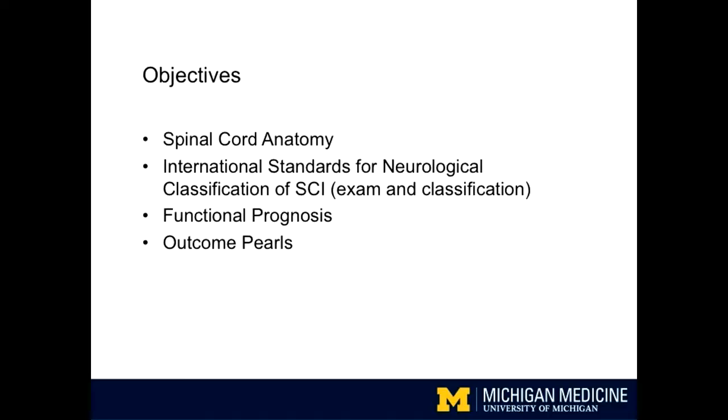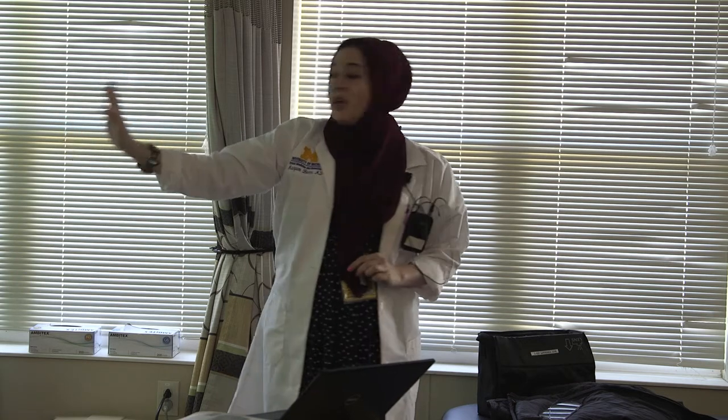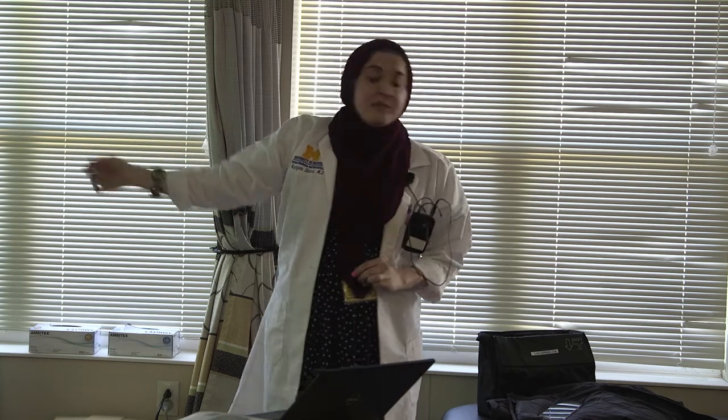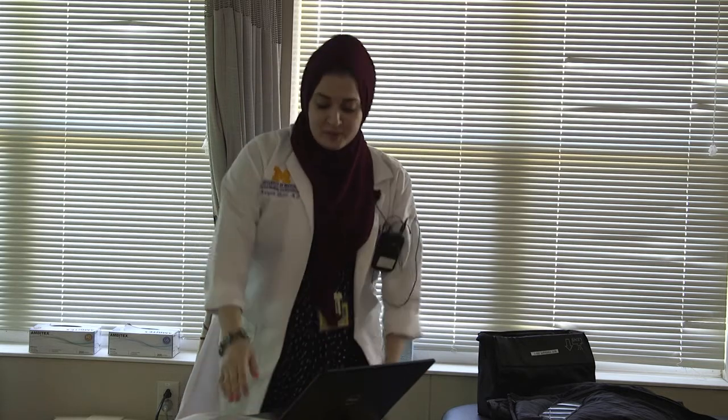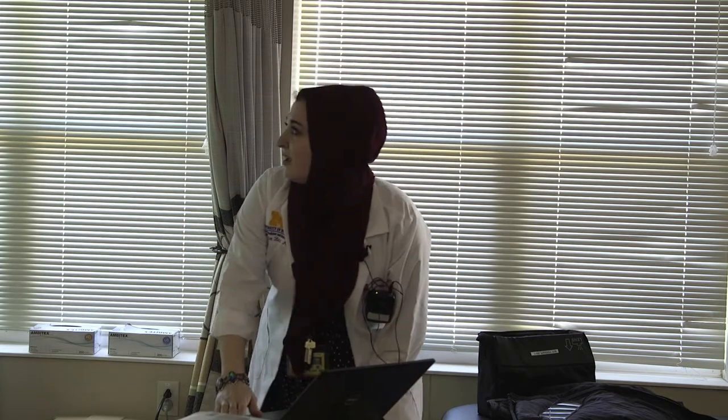So our objectives are to go over the spinal cord anatomy. There's something called the International Standards for Neurological Classification of Spinal Cord Injury, and this is your report card. This is how we speak about how your spinal cord injury has affected you and what you can quantify from it. Then the functional prognosis and a few outcome pearls that are probably a little more pertinent to the therapists and the clinicians.